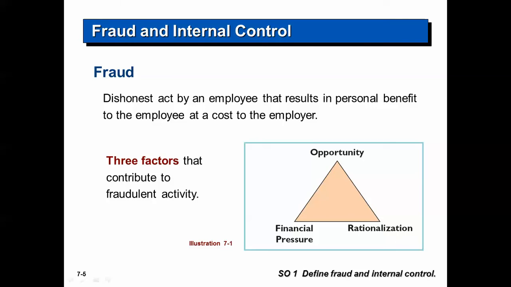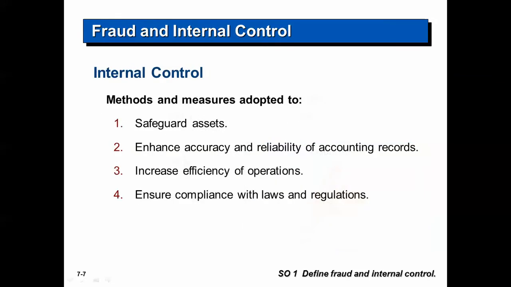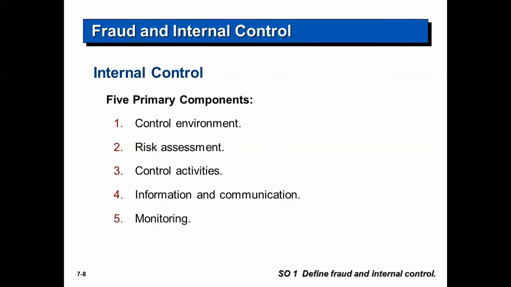So we set up ways in order to reduce the opportunity. Internal control, what we're talking about here are methods that help us to protect the assets of a company, safeguard them against theft, and enhance the reliability of accounting records. And all of this then leads to more efficient operations. There are 5 primary components to internal control. There's the environment, risk assessment, control activities, information and communication, and monitoring. Now, this we just cover very briefly.